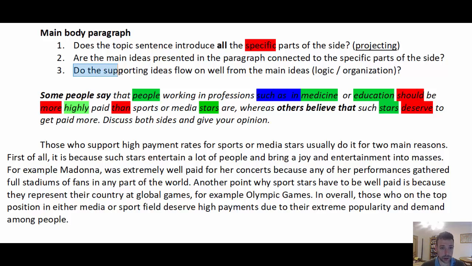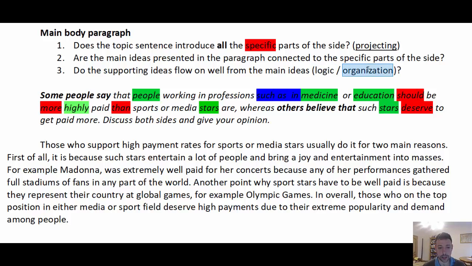And then the last one: do the supporting ideas flow on well from the main ideas? So is there logic? Are the ideas connected? Like, yesterday I went to the beach, chickens are tasty. Those two sentences are correct, but there's no logic between them. Or if there is, it's a strange one. And then organization here, which you could call coherence or linking words, stuff like that.